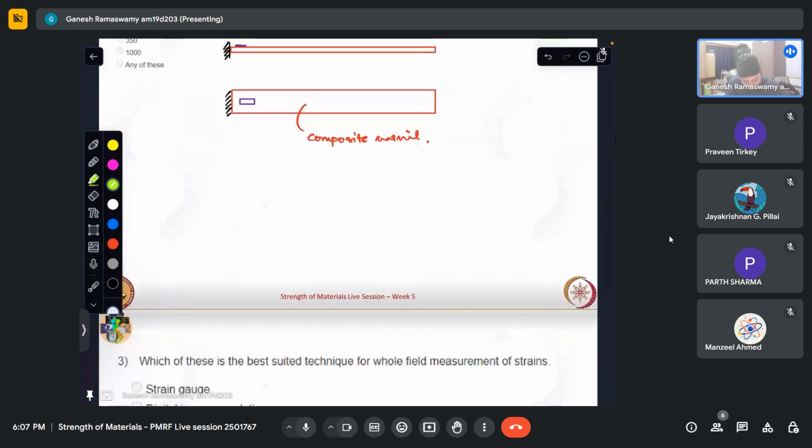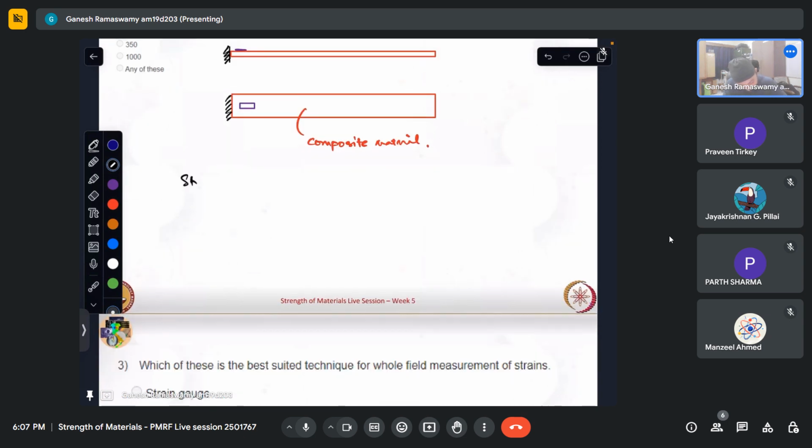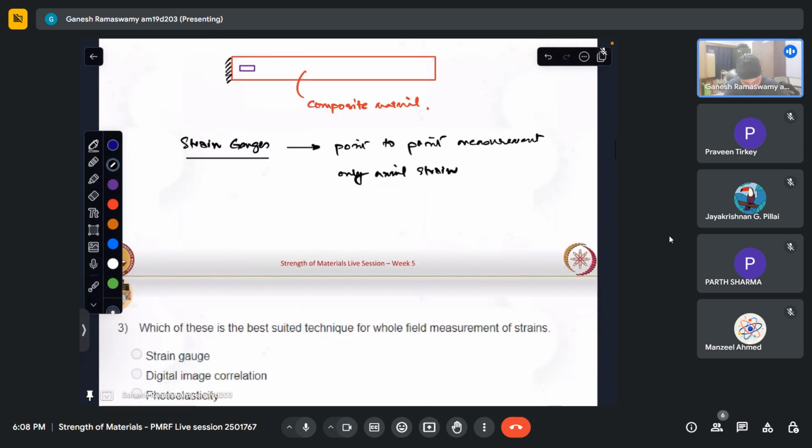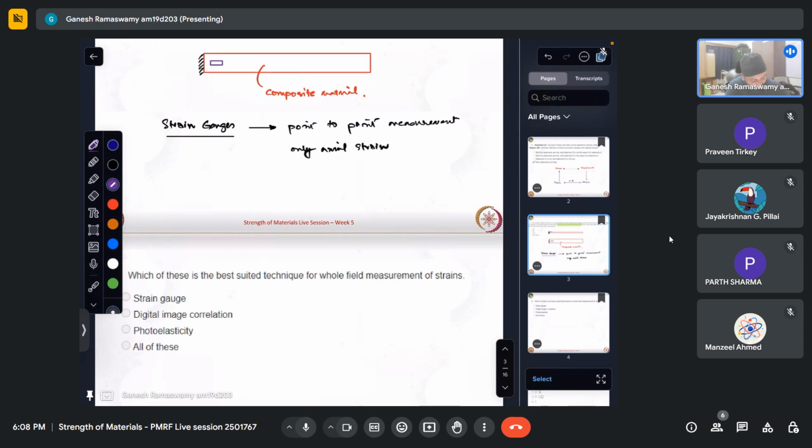So let us try to understand a bit about strain gauges. These are essentially for point-to-point measurement of strains, and this can measure only axial strain. One single strain gauge can measure the strain along its own axis. So howsoever we orient it along that axis, it will give us the strain at that very point. And this works on the principle of a Wheatstone bridge, which we have seen in our high school.